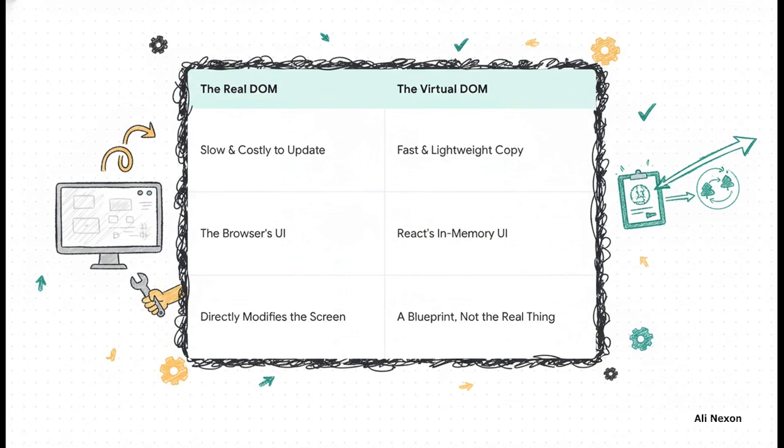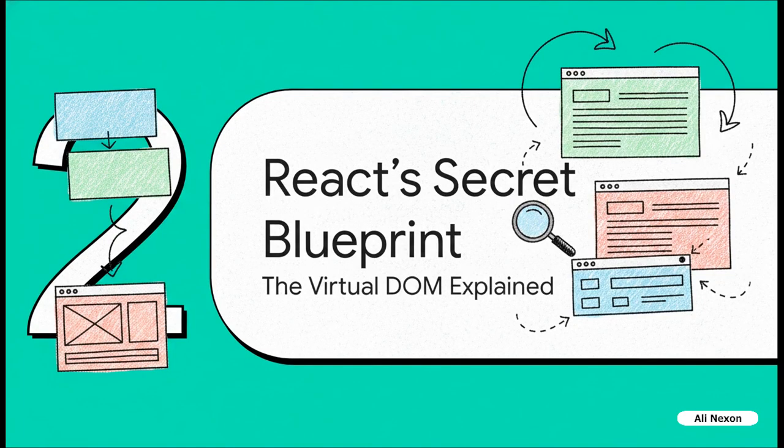On one hand, you've got the real DOM. It's slow, it's costly to update. On the other hand, React introduces its own answer, the virtual DOM. It's this super fast, lightweight copy, a blueprint that only exists in memory, not on the actual screen. So let's get into what this secret blueprint actually is and how it gives React its superpower. This really is the heart of the whole concept.